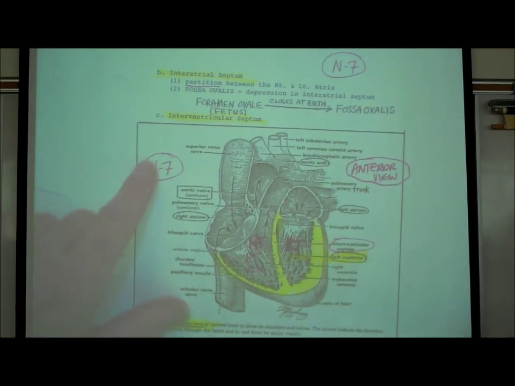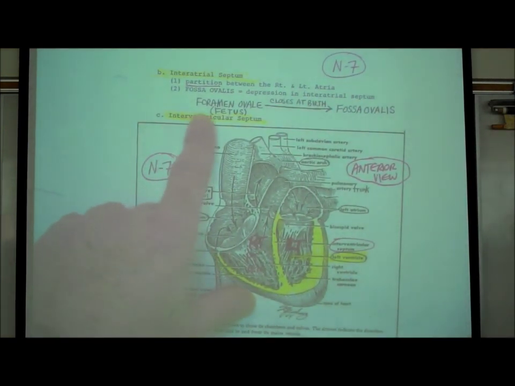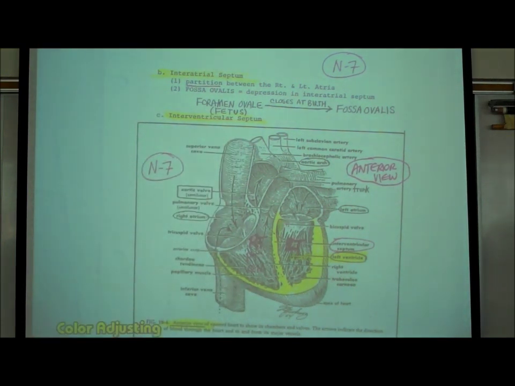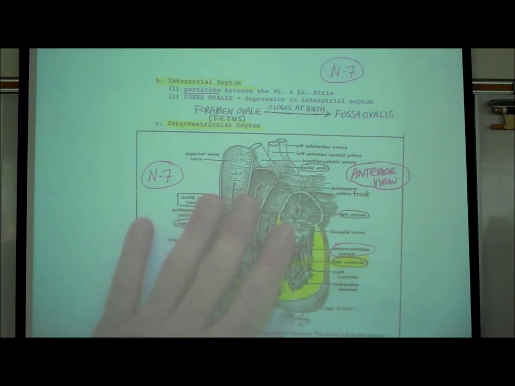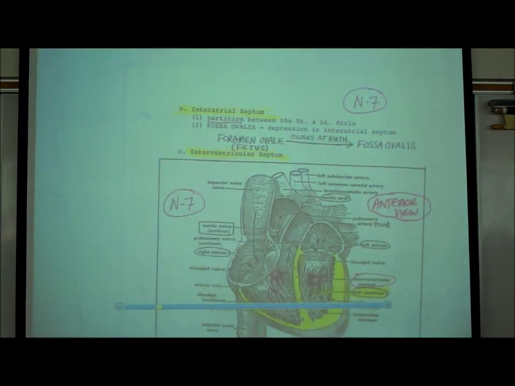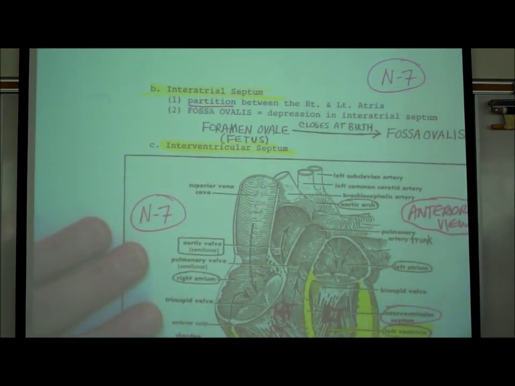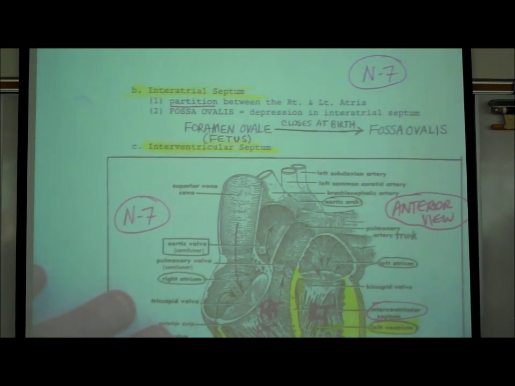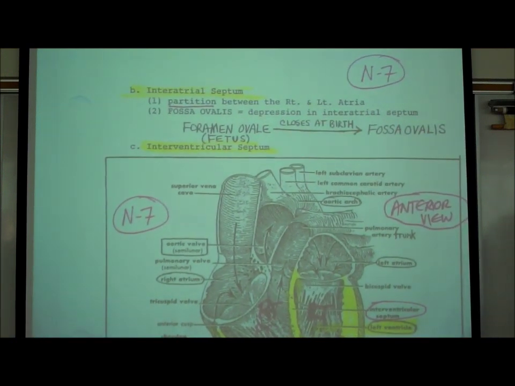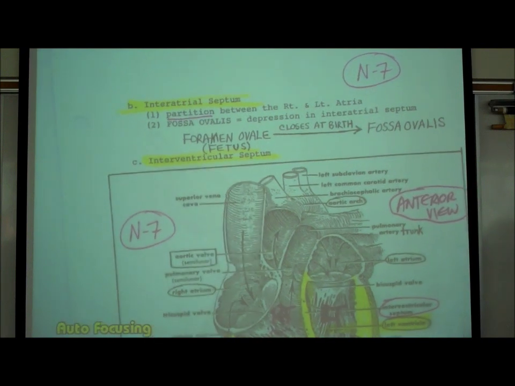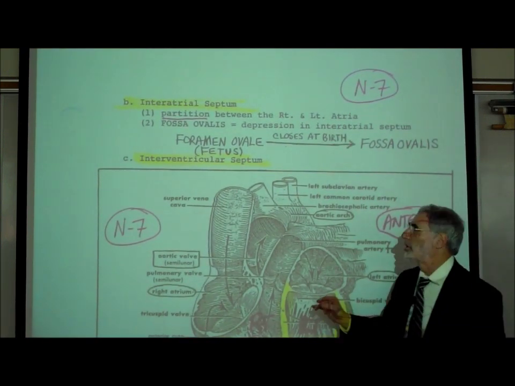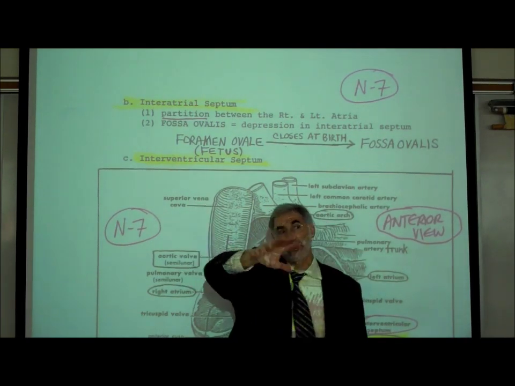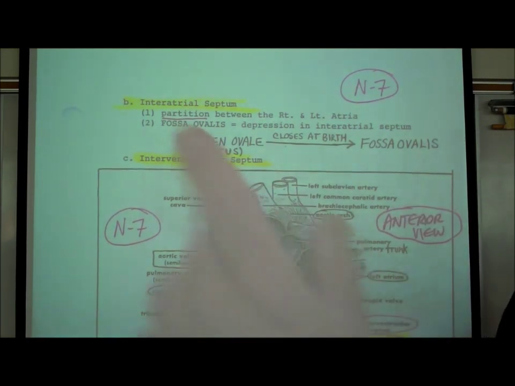Just before I do, though, at the very top of N7, so we've already mentioned right here above the picture on N7, the interventricular septum. And I wrote at the very top, interatrial septum. So that's the wall, the septum, between the atria. Now, what's interesting is there's actually a scar, a depression or scar in the interatrial wall. This little scar or depression is called the fossa ovalis.